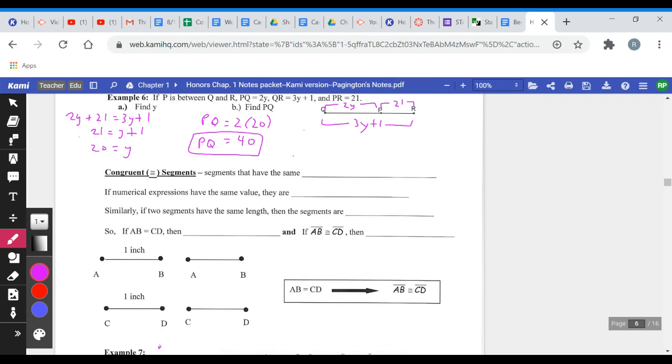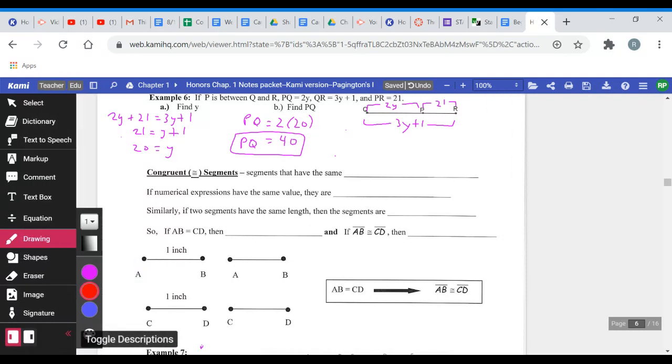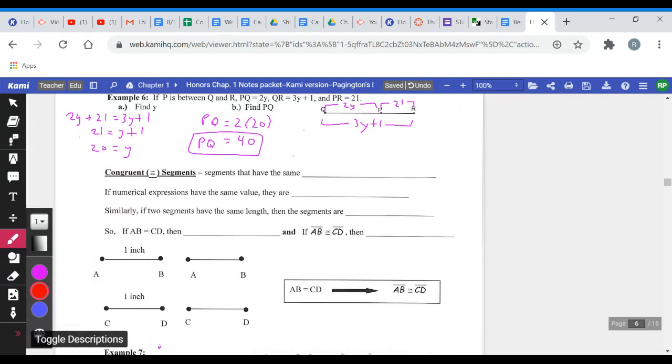Okay, so if you go and check your work from here, you should have gotten y is equal to 20. Should have taken that 20 and plugged it in for the PQ expression and gotten PQ as 40. So that's all the problem is asking you to do. You can be done at that point. But if you want to check your answer, you can certainly do that very quickly, just like we did before.